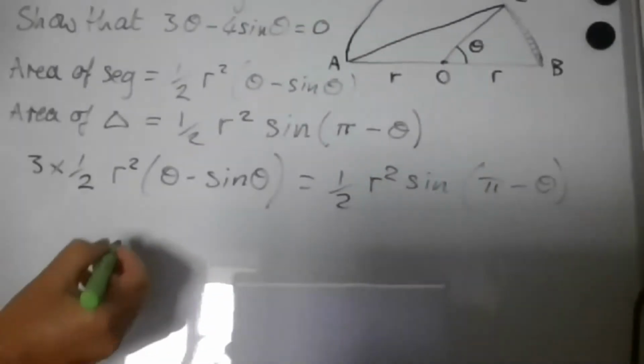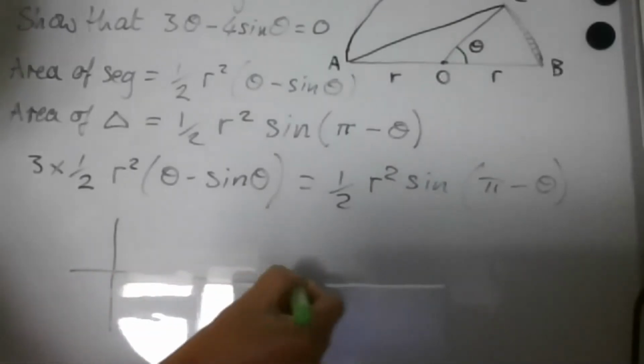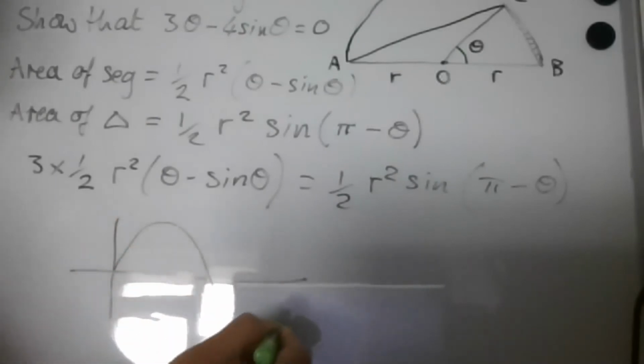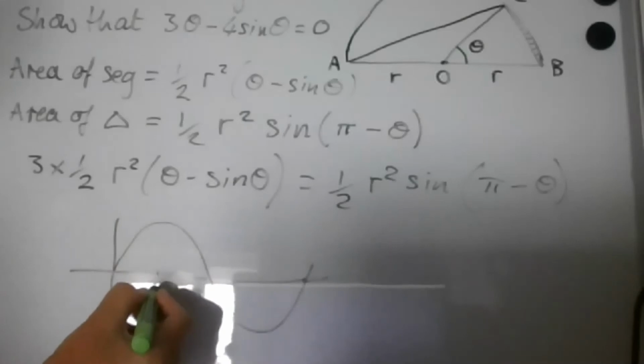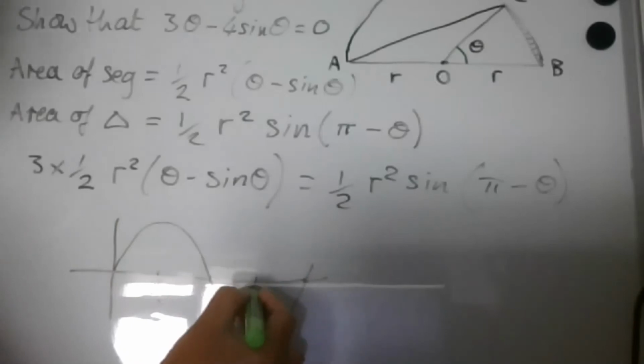I'm just going to adjust this slightly so I can show you. Now think of the graph of sine theta, and I'm going to do it in radians. There's the graph of sine theta. It starts at 0. That's 0. This would be pi over 2. This would be pi. 3 pi over 2 and 2 pi.